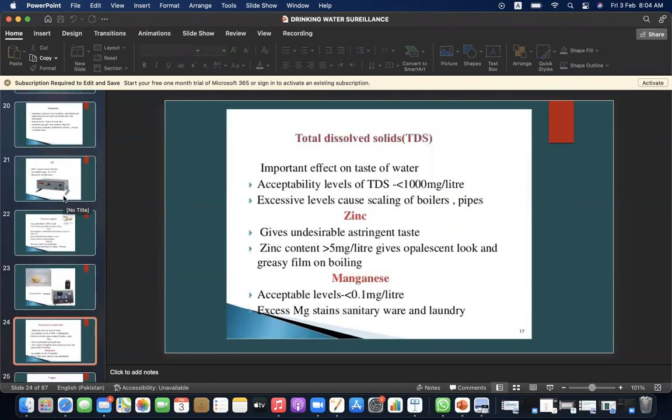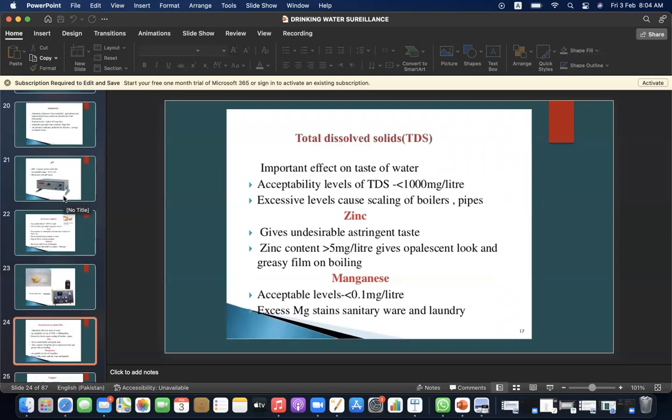TDS, total dissolved solids, has an important effect on the taste of water. Acceptability level of TDS is less than 1000 milligram per liter. Excessive levels cause scaling of boilers and pipes. Zinc gives an undesirable astringent taste. Zinc content of more than 5 milligram per liter gives an opalescent look and a greasy film on boiling.